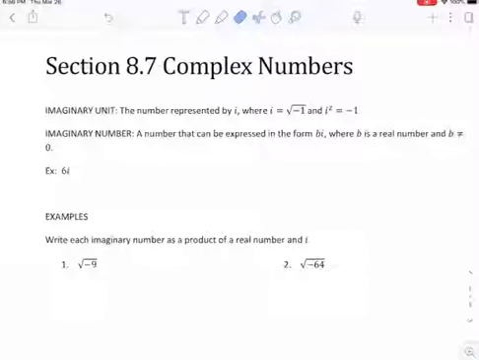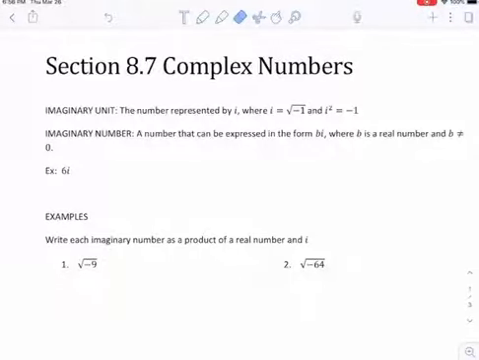Okay, section 8.7 is complex numbers. This is the last section of chapter 8. I'm splitting it up into 2 days just because this is a brand new concept for a lot of you, and I just want to give you a few days to kind of process imaginary numbers and using this new letter i and things like that.